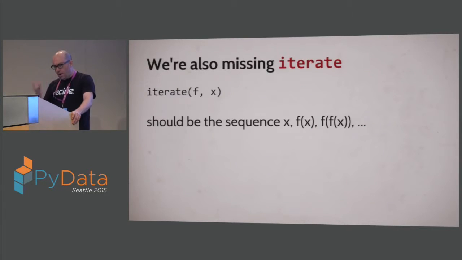We're also missing a function that's called iterate. Iterate, given a function f and a starting point x, should give us the infinite sequence x, f of x, f of f of x. So every element is just f applied to the previous element.